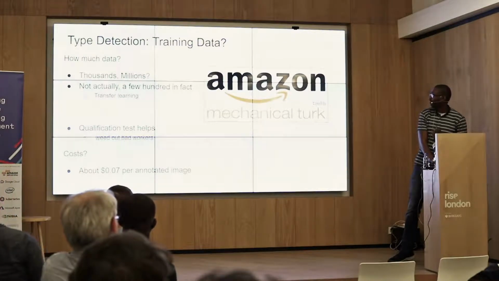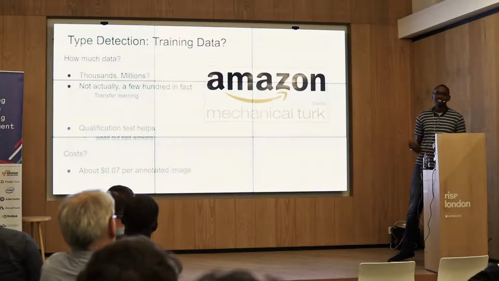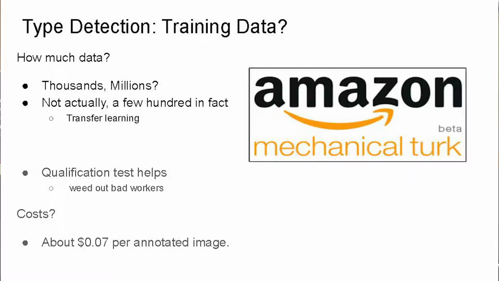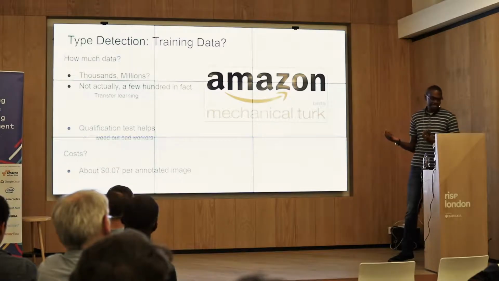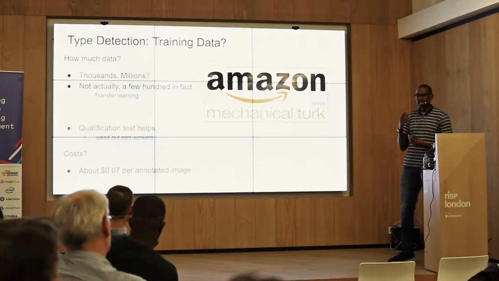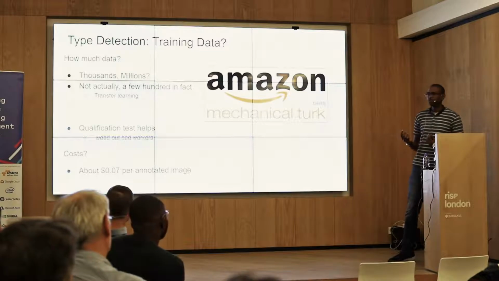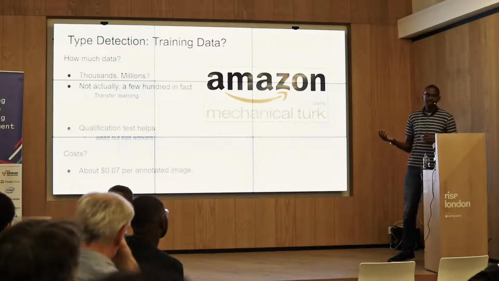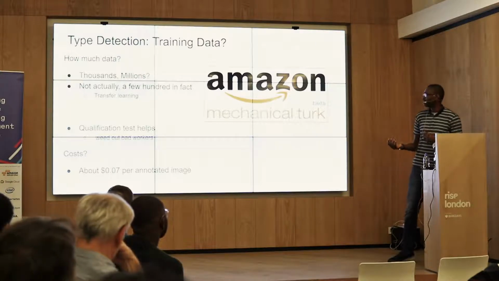Well, next question: where do I get training data for this? There's no benchmark data set for football landmarks, is there? And how much data do I need? Millions, thousands? It's actually not that much. Pre-trained networks reduce the need to train from scratch, because training object detectors from scratch can take days, months, if you're looking at an NVIDIA K80, for instance.